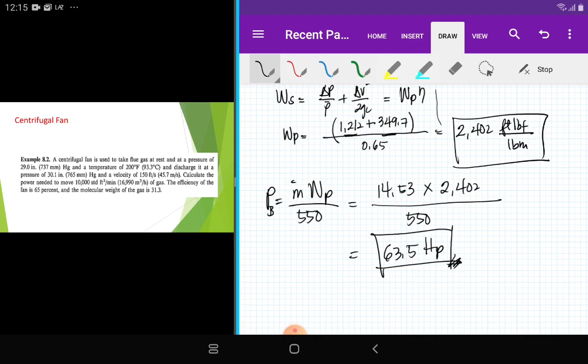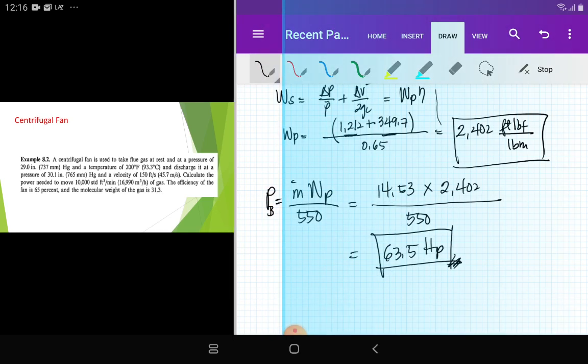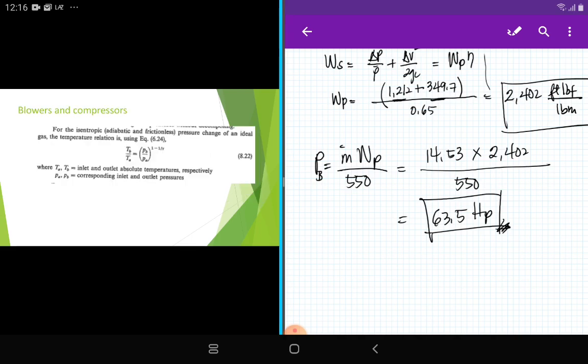Okay, so again, most of the problem can be answered using the Bernoulli's equation. Next. Okay, so that is for centrifugal fan. So again, fans are relatively low speed machines. Let's proceed with blowers and compressors.